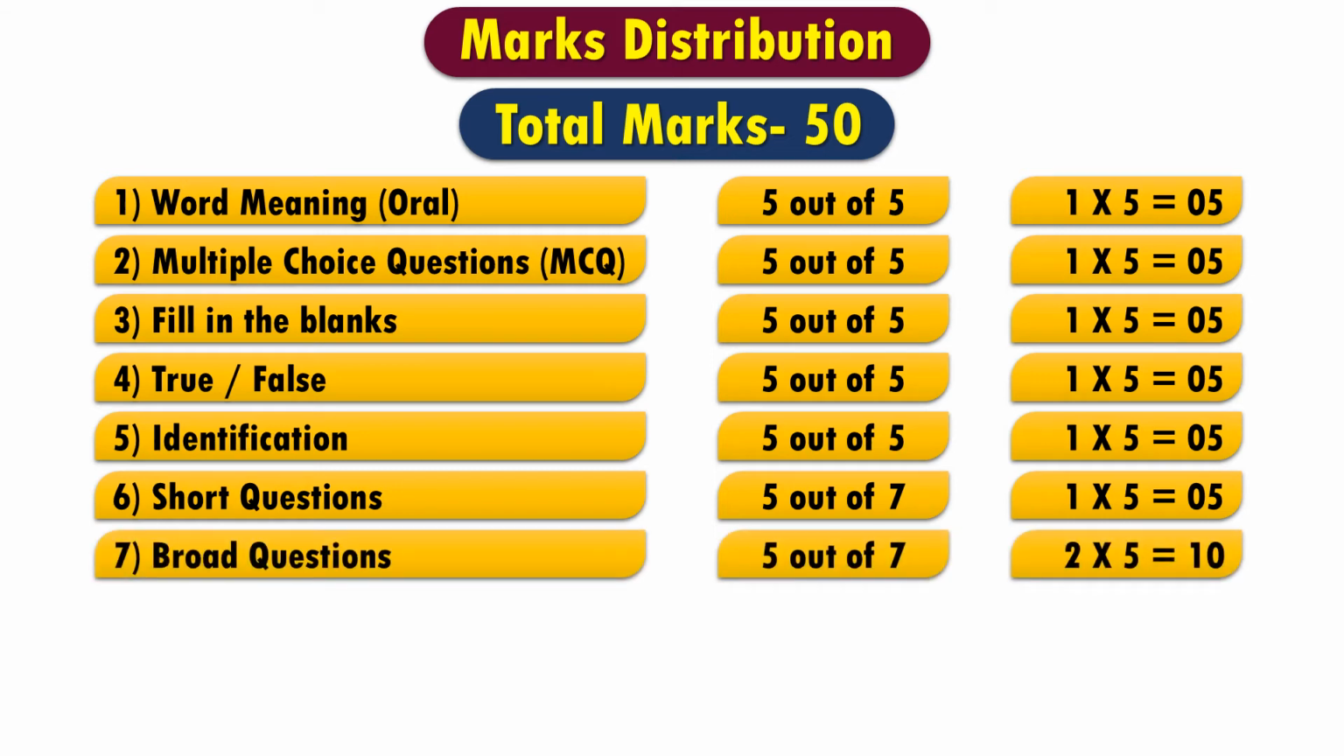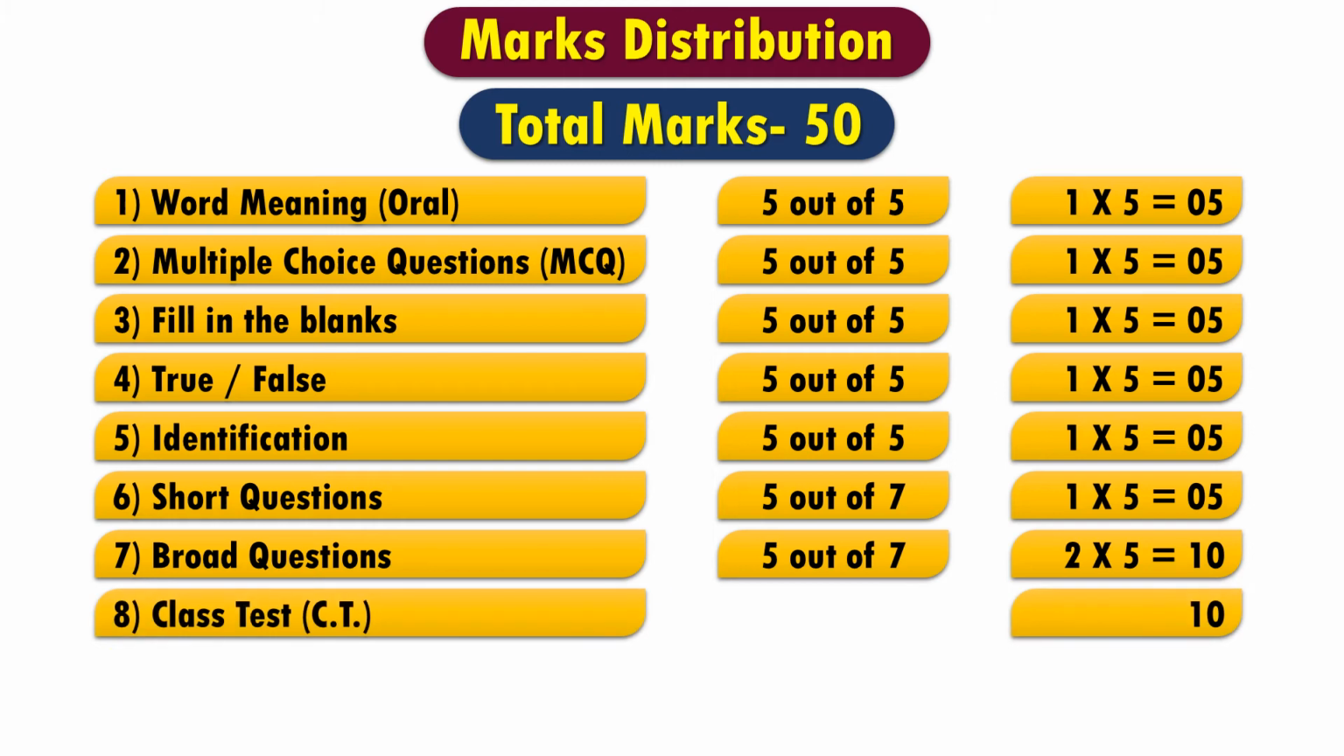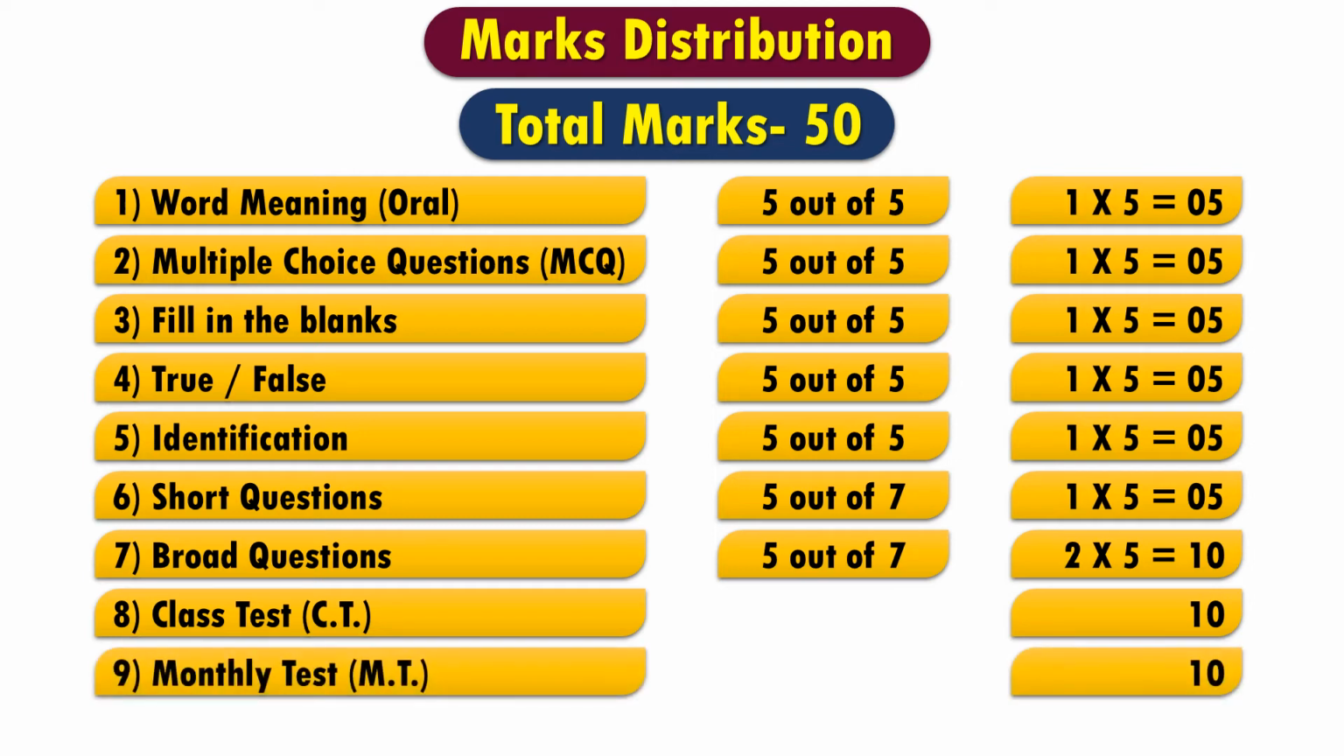Next, you have to answer the broad questions. Like the short question, you have to answer 5 out of 7, and every broad question has 2 marks. That means 2 multiplied by 5 is equal to 10 marks. So the broad question has 10 marks. Next, there are class tests, that means CT, where you will get 10 marks. And the next is monthly test, which is known as MT, you will get 10 marks. So in total, you have 50 marks. This is the marks distribution.